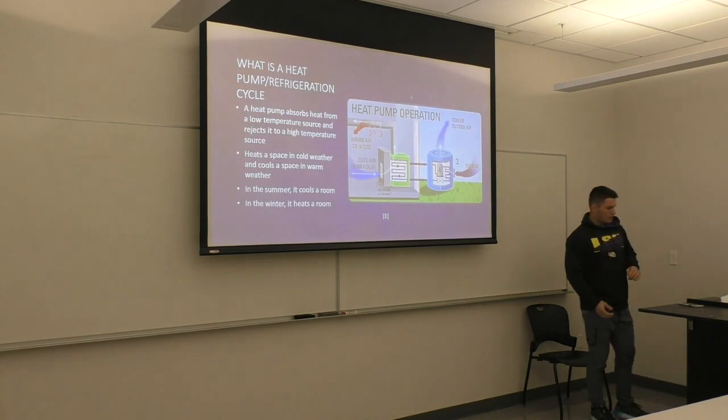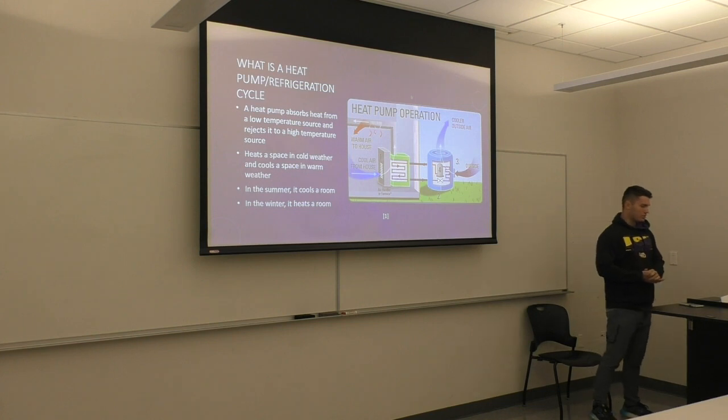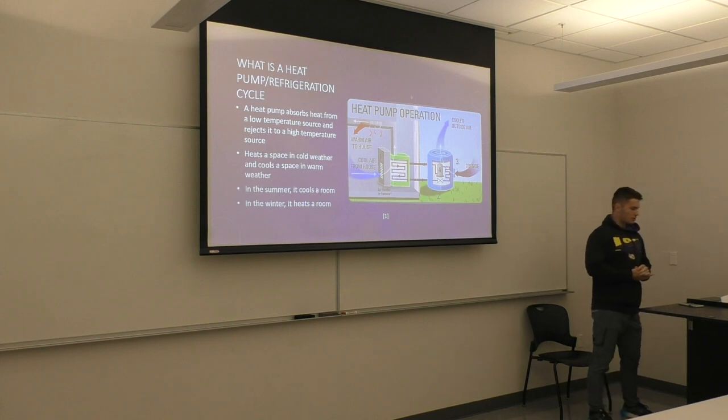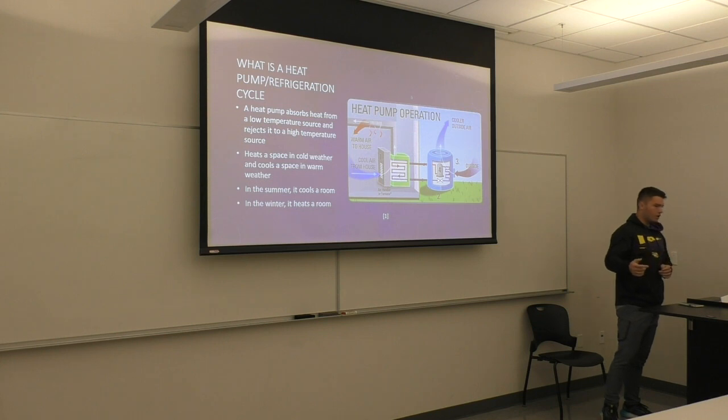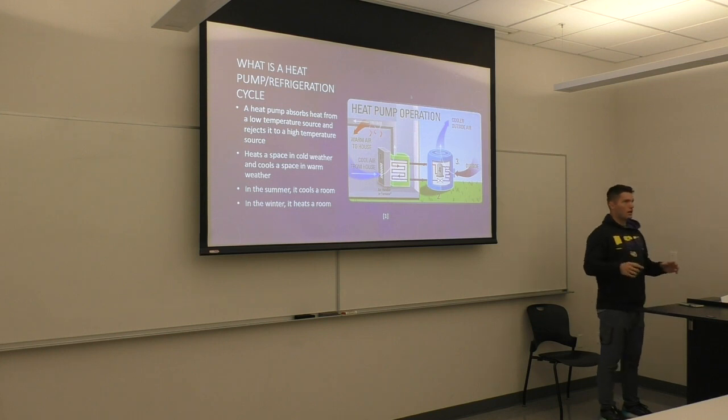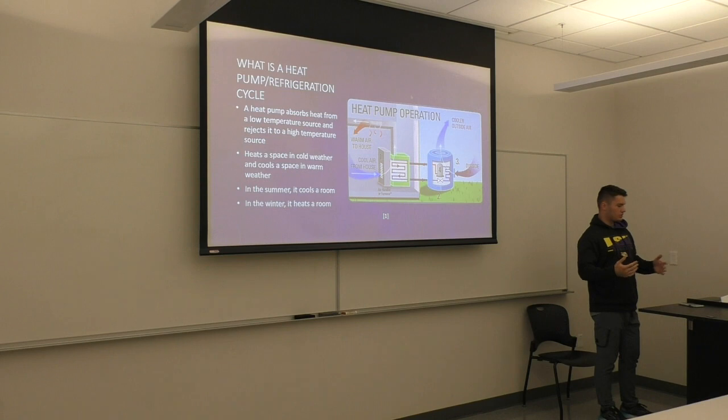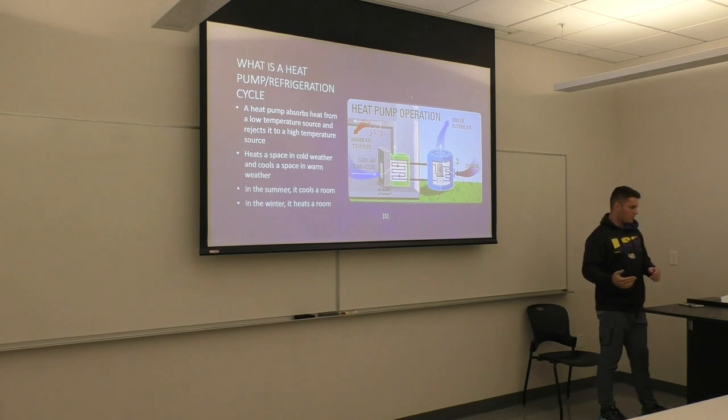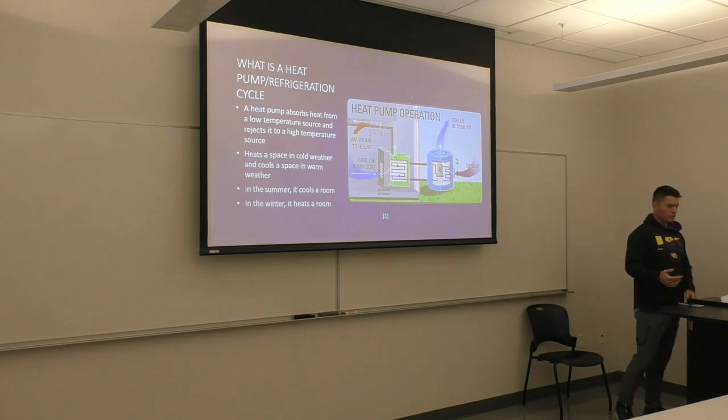So, in general, a heat pump is going to absorb heat from a low temperature source and reject it to a high temperature source. It heats a space in cold weather and cools a space in warm weather. A good example of the heat pump is whenever you have hot air, you want to cool it down, and the opposite is a refrigeration cycle. So in the summer, it'll cool a room. In the winter, it heats a room.